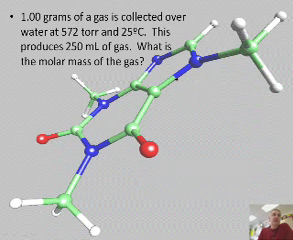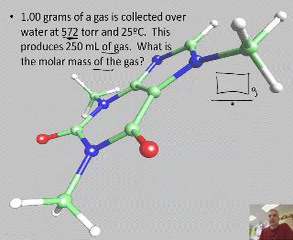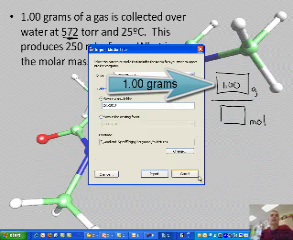Really easy. So let's do an example. 1 gram of a gas is collected over water. Now, when we say over water, we've got to play that water vapor pressure game that we talked about earlier, and it produces 250 mL of gas. What is the molar mass of the gas? Well, we're going to use this equation: so many grams divided by so many moles. Well, guess what? We know we have 1.00 grams.